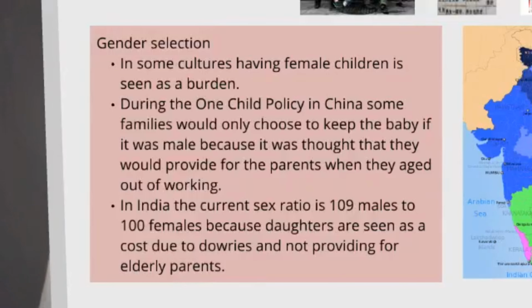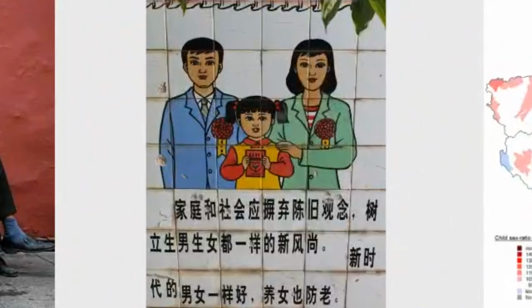And countries have tried to combat against that choice. India is currently struggling with this, with the sex ratio of male babies being 109 to 100. That's way above normal. And it's because daughters are seen as a cost due to paying dowries for marriage and not providing for elderly parents. So we see this as a major struggle in India to this day that they try to fix.